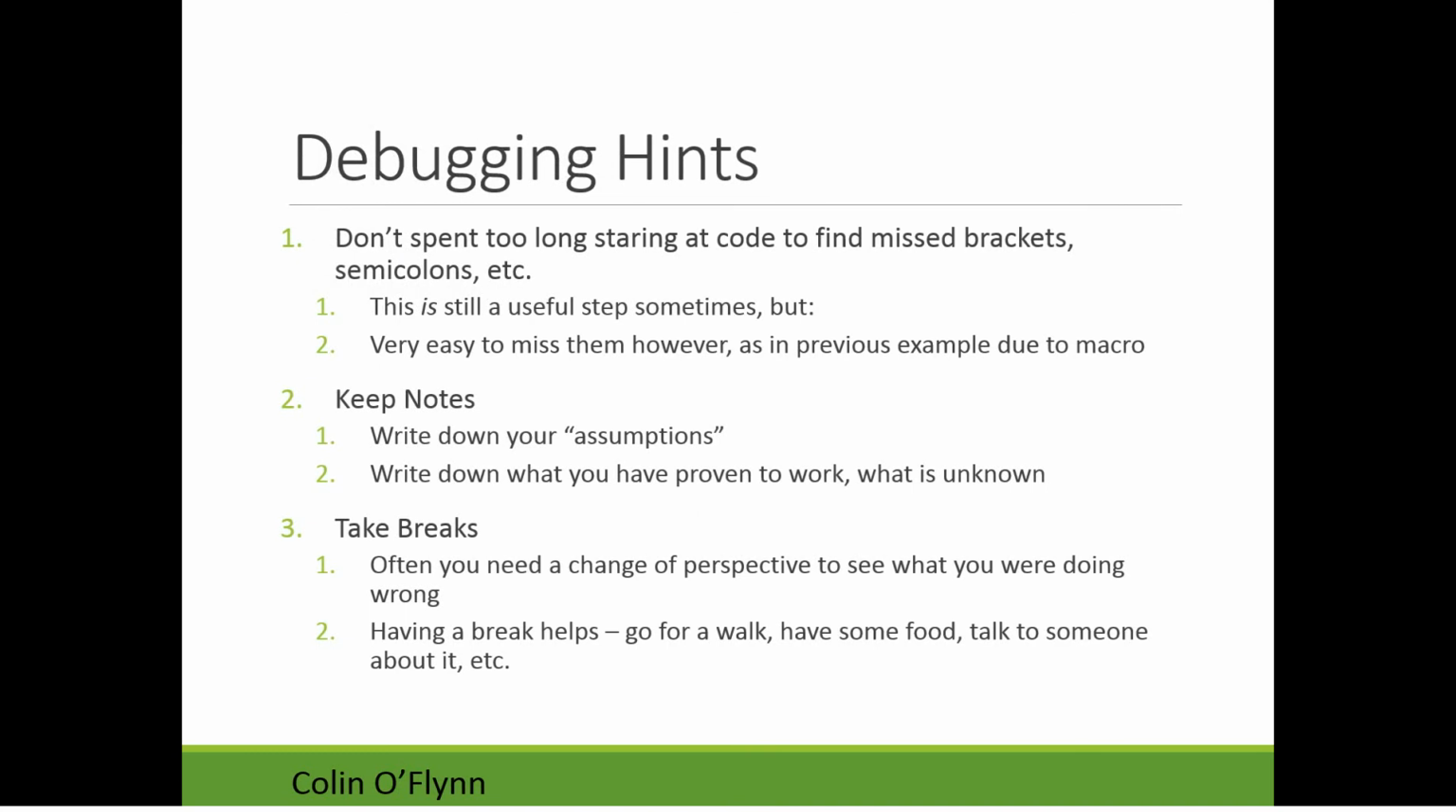You really need to write down your assumptions and then figure out what you've proven to work and what is unknown. Why it's useful to write it down is that you may go back a few hours later and say, oh wait, did that part actually work? So if you write down what your assumptions are, and write down, hey, I know for sure this part of the code is working, you'll never have this problem of trying to go back and refix your mistakes.